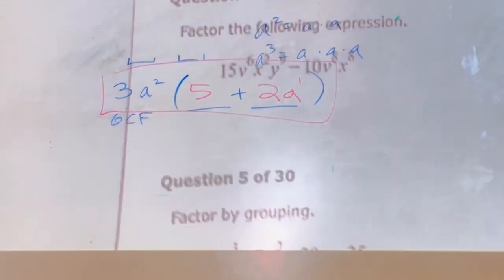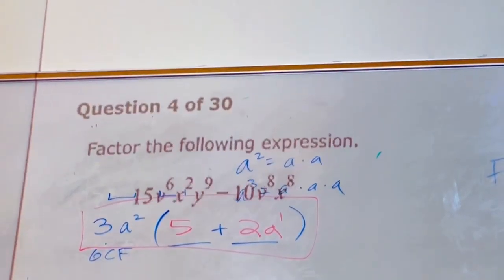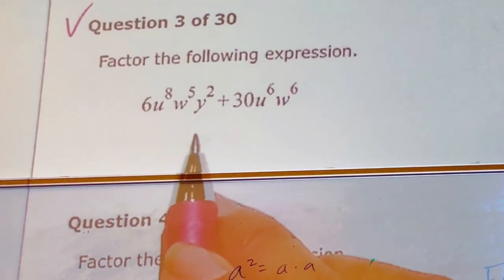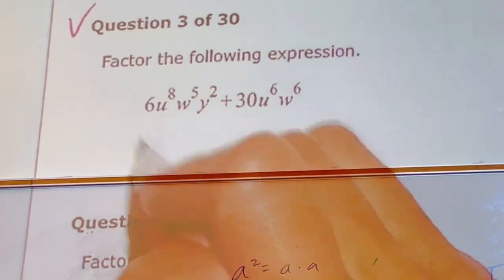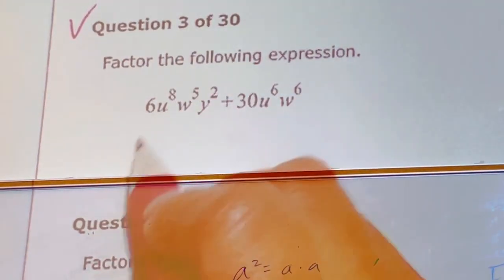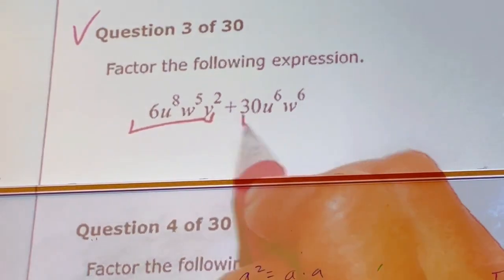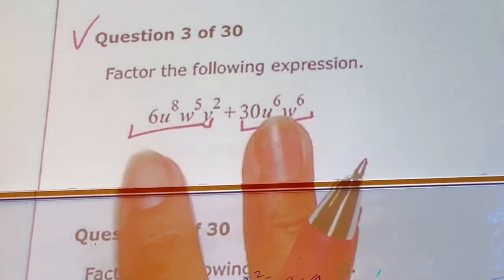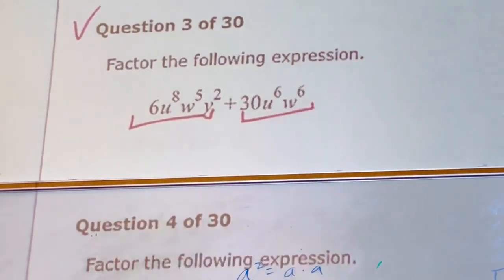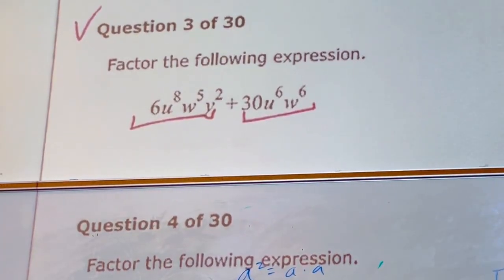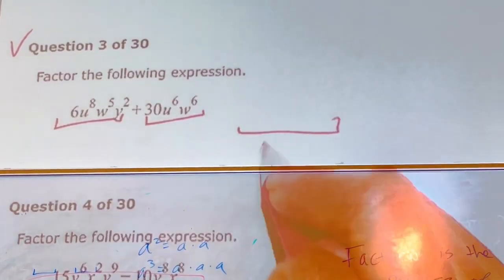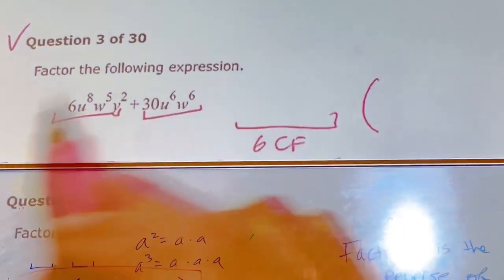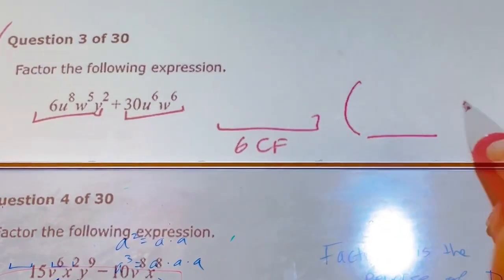So number 3, looking at this, how many terms do we see? How many terms? 2. So terms are separated by adding and subtracting, right? So here, let me give you a chance to go ahead and pull out the GCF, whatever the GCF is, put parentheses down, and then since there's 2 terms, you're going to do blank plus blank.